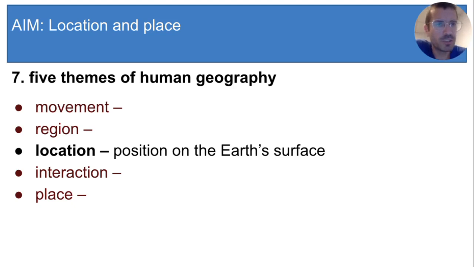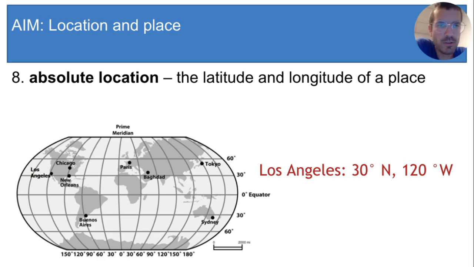So let's start with location. Location means the position on the Earth's surface. In other words, it means where exactly something is. There are 2 types of location, and the first is called absolute location.